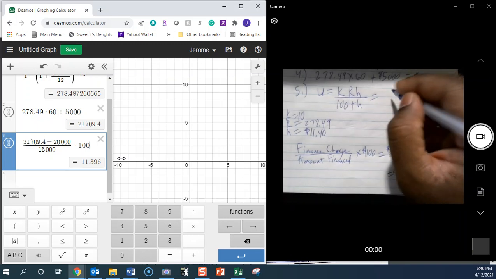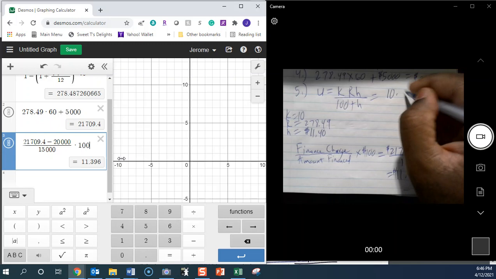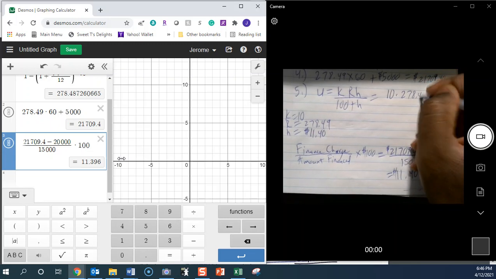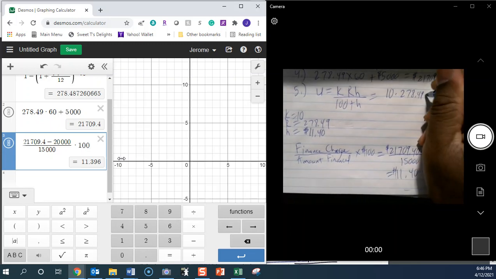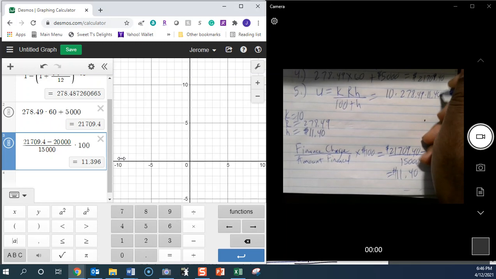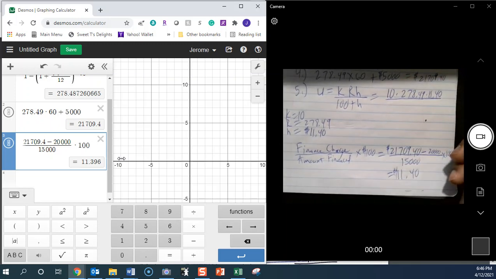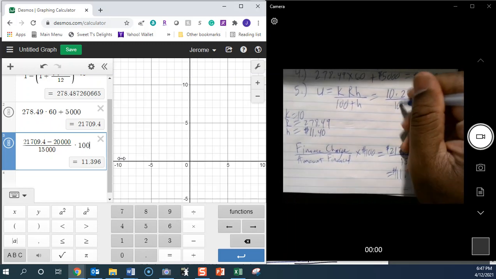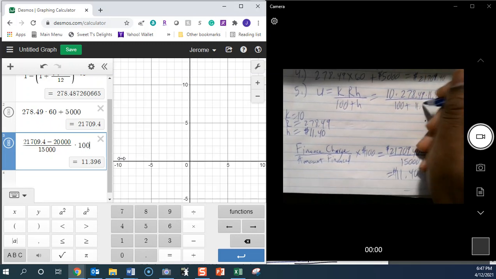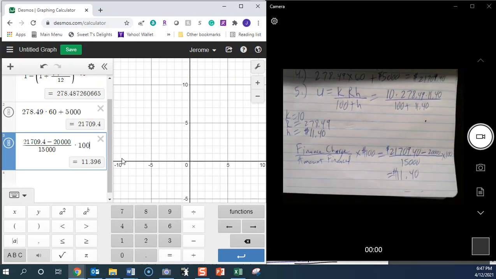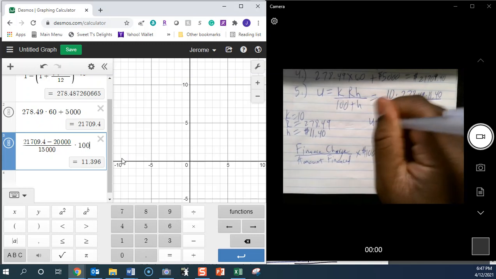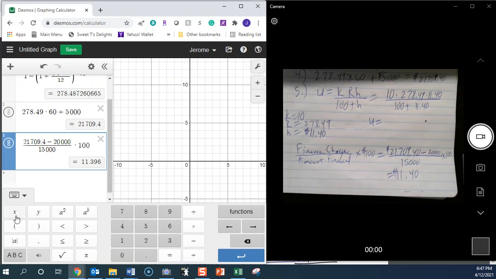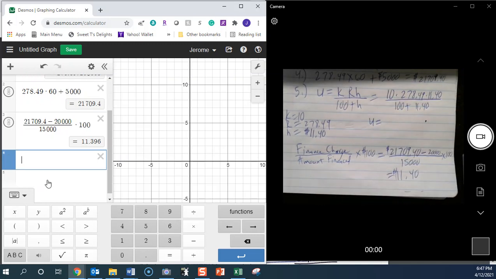Now we could go ahead and substitute these values into the formula. So K is 10, R is 278.49, and H is $11.40. All divided by 100 plus $11.40. Now we're going to put this in our calculator, and it will give us our unearned interest.